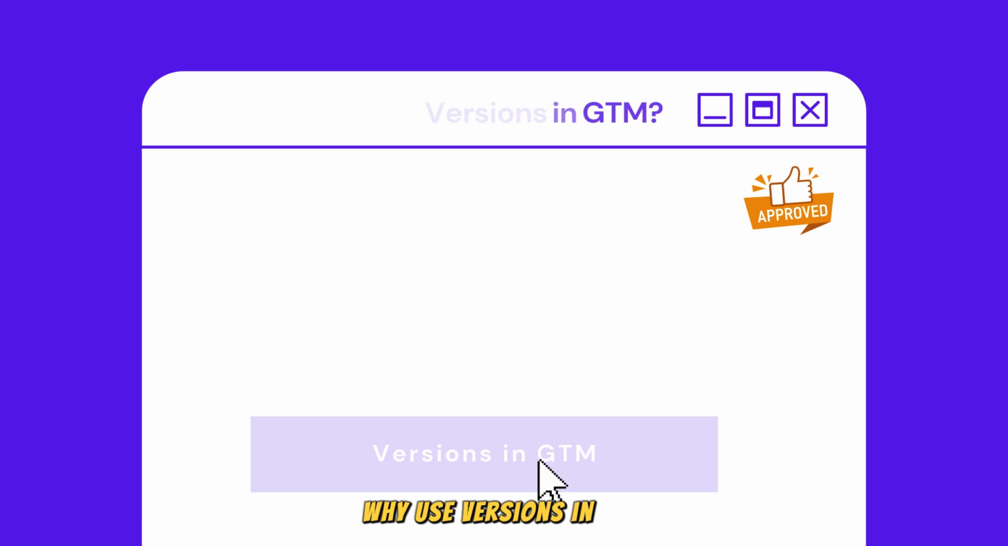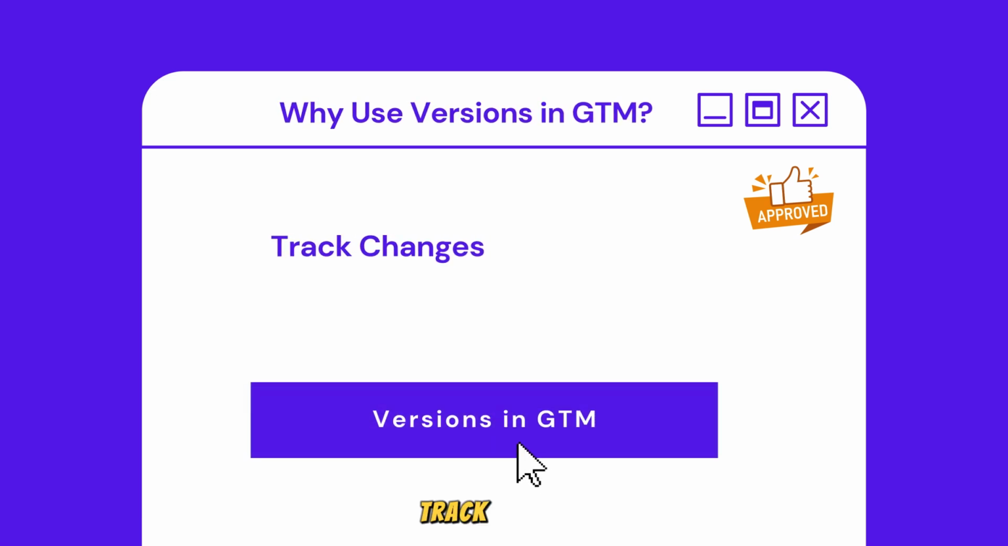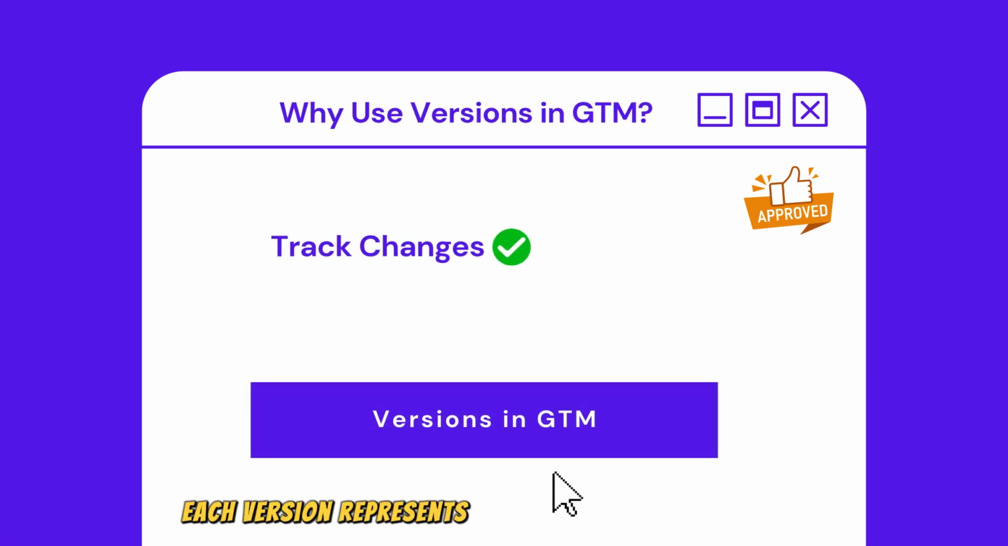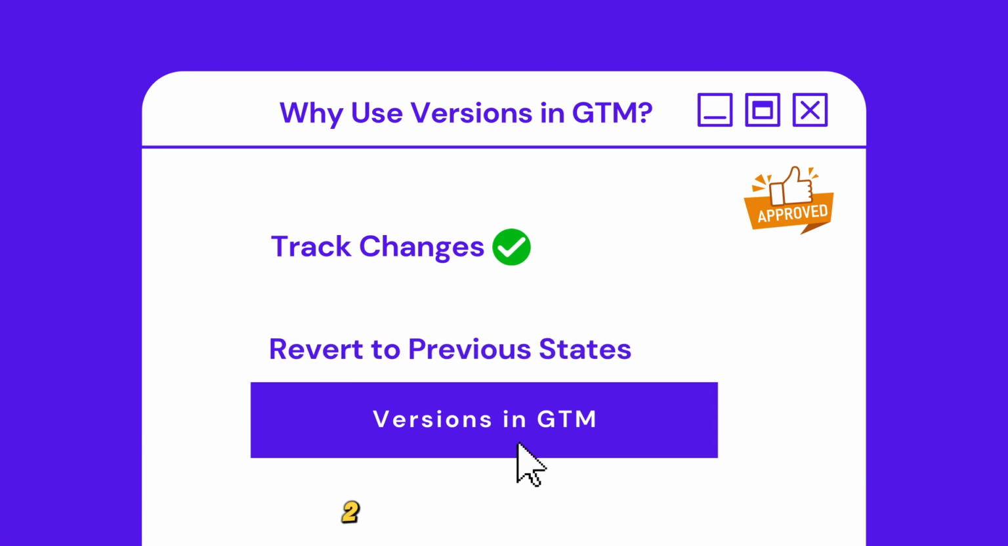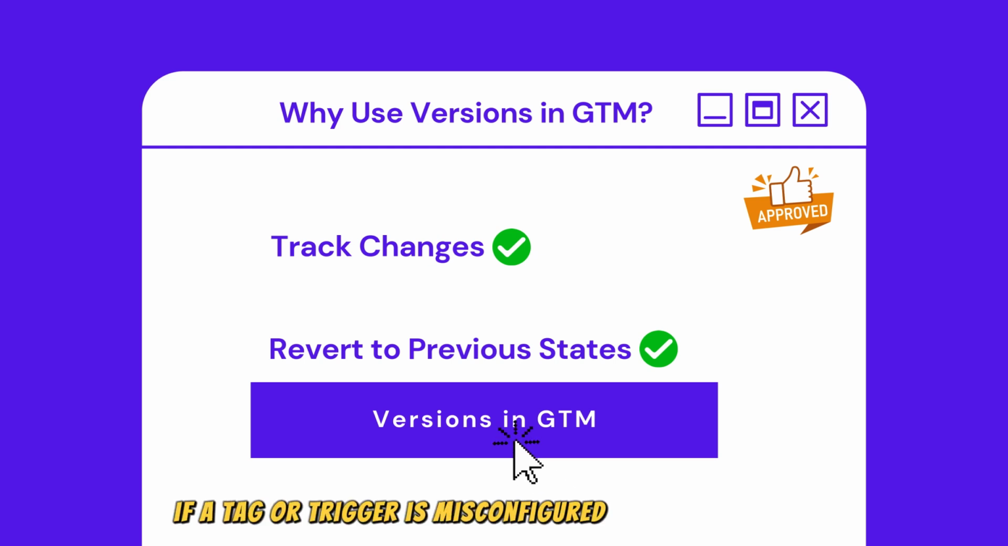Why use versions in GTM? First, track changes. Each version represents a snapshot of your GTM setup at the time it was published. This is useful for keeping track of the changes you've made and ensuring that you can revert to a working version if something goes wrong. Second, revert to previous states. If a tag or trigger is misconfigured and causing issues, you can easily go back to a previous version of your setup that was working fine.